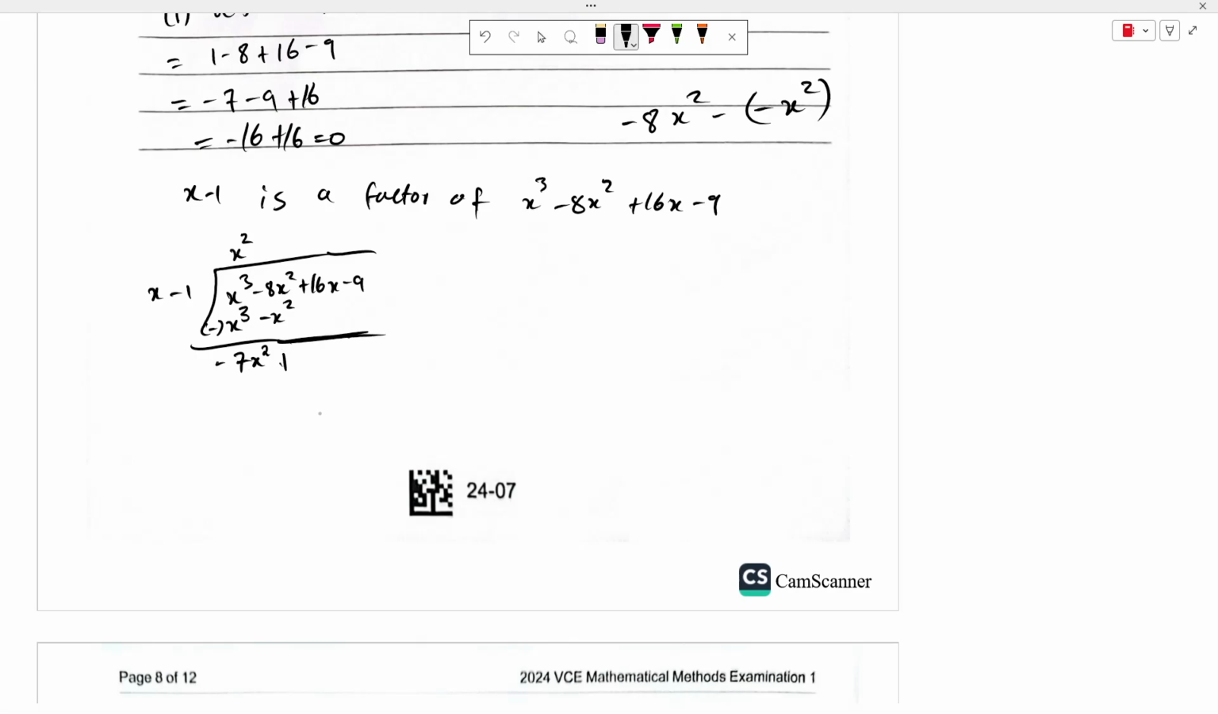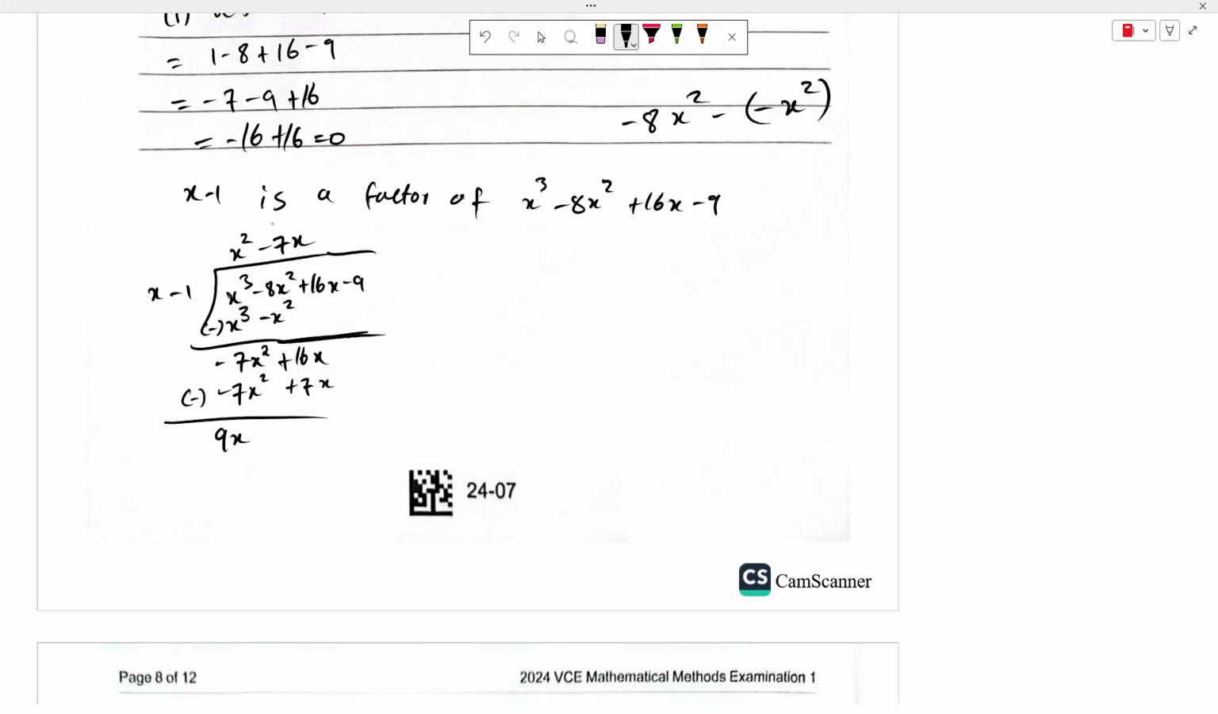And of course, we can bring down the 16x from up there as well. So the next term is going to be minus 7x. This is going to multiply with that to give minus 7x squared, like we want it. And then negative 1 times negative 7x is just positive 7x. Doing subtraction, we get 0. And then we get 9. Right, we get 9x.